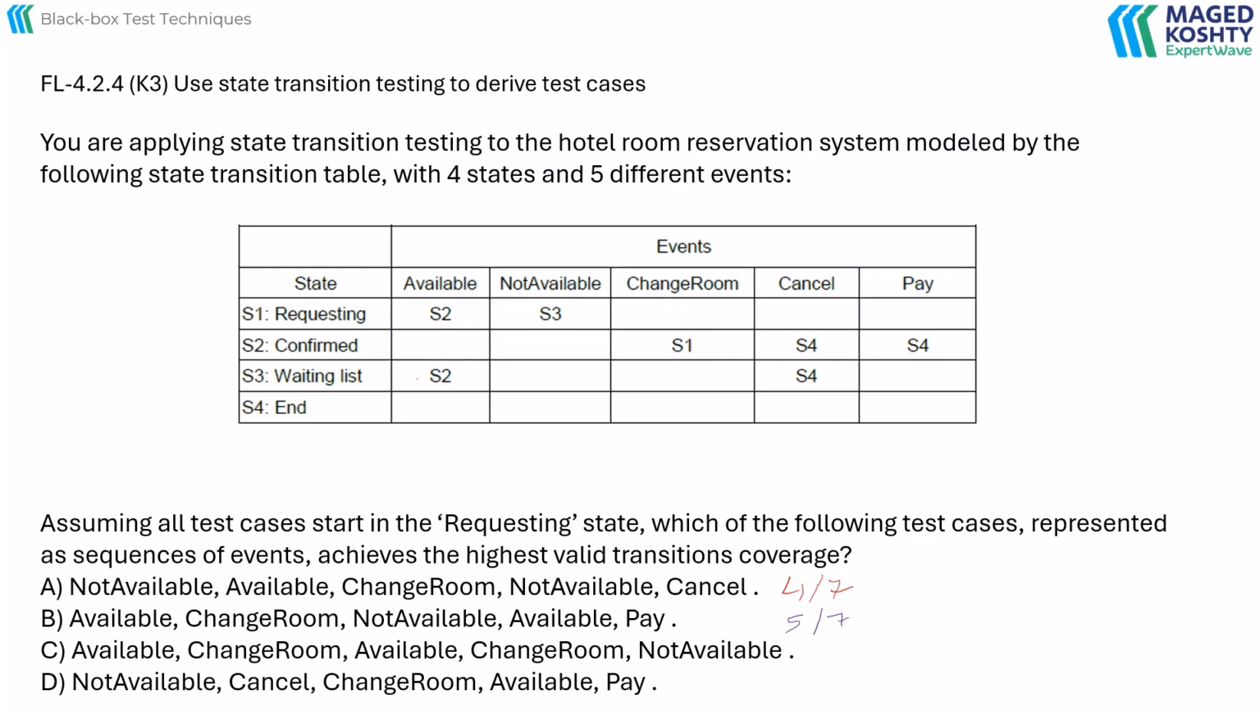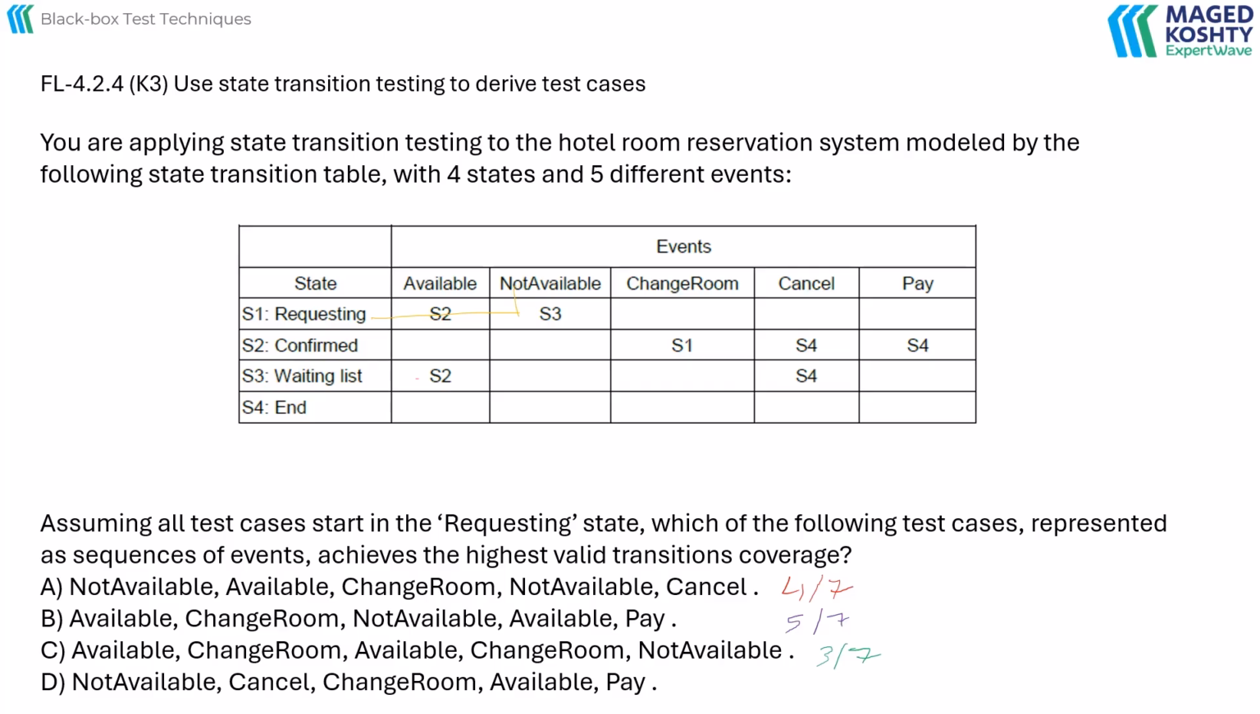C: S1 available leads to S2. S2 change room leads to S1. S1 available leads to S2. S2 change room leads to S1. S1 not available leads to S3. Covers 3 out of 7.